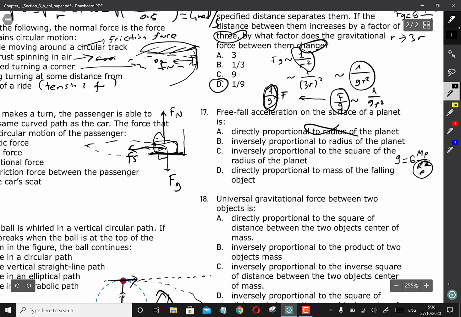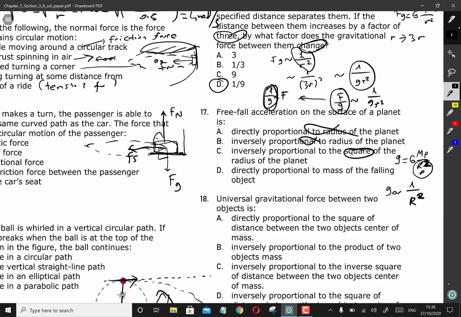Not correct. Inversely proportional to radius of the planet. No, inverse proportional square of the radius, because in here square, not only r. This is also not possible. Inversely proportional to square of the radius of the planet. This is correct, because G is proportional to 1 over r squared, not only r. Generally this mistake is done, I think, B. But in here square, how can you say it's directly inverse proportional to radius? No, inversely proportional to square of the radius.